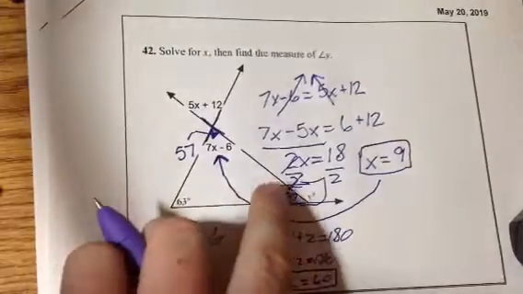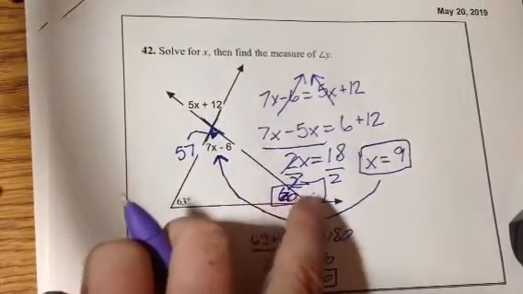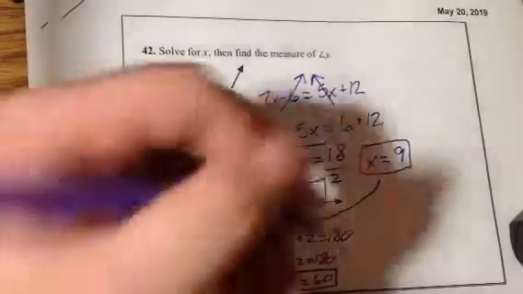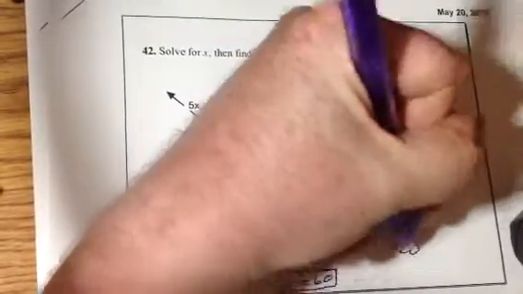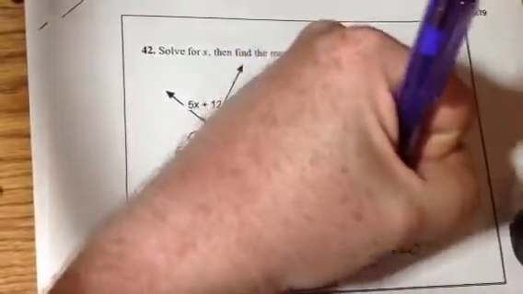Now we should know that a straight line equals 180, so we have 180, take away 60, and that will give us y. So y equals 120, and x equals 9.